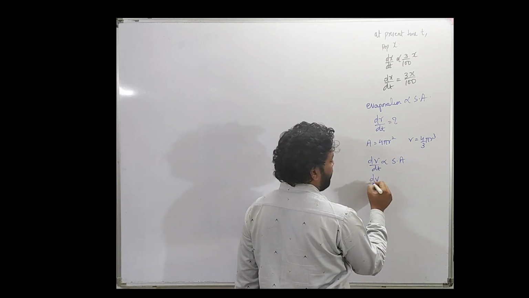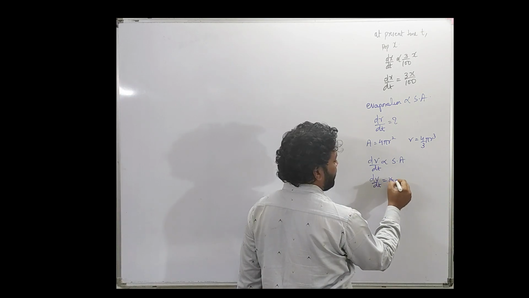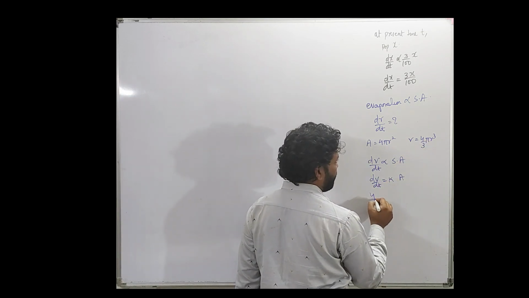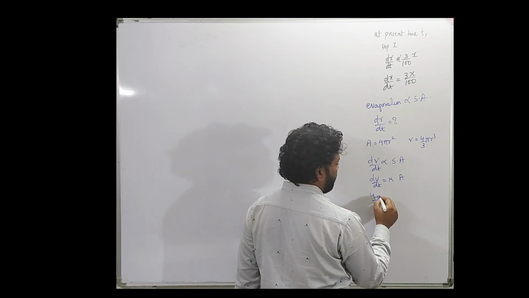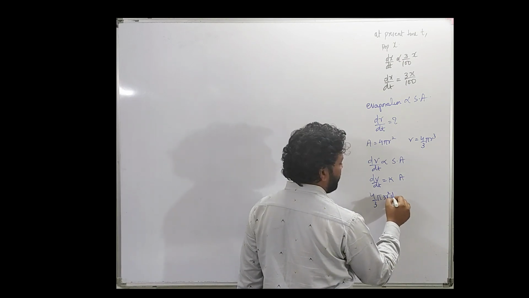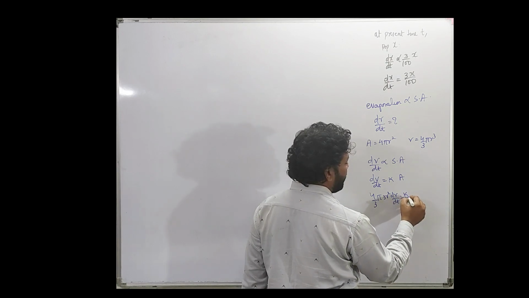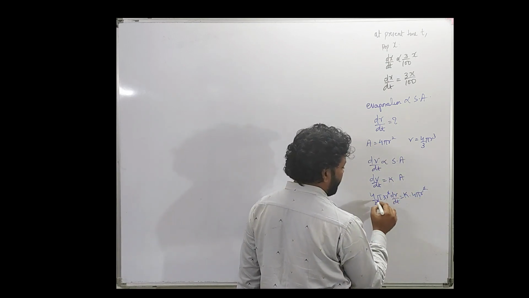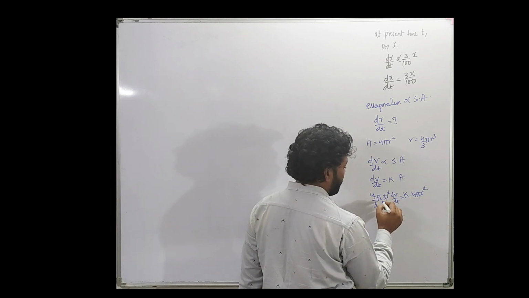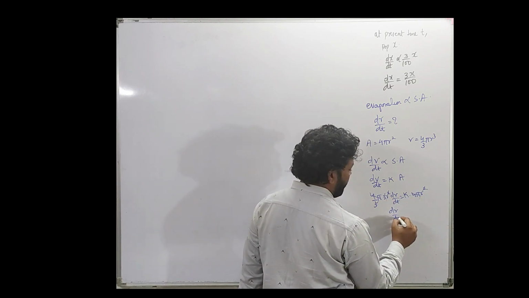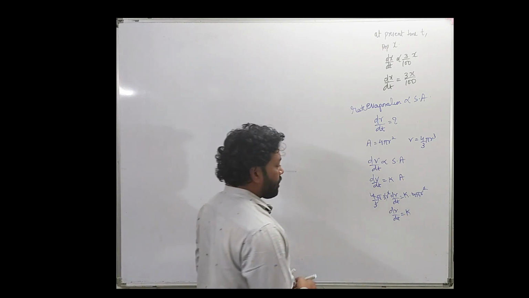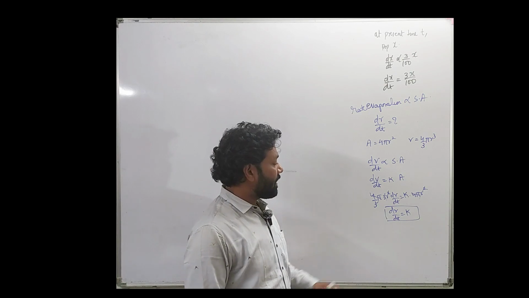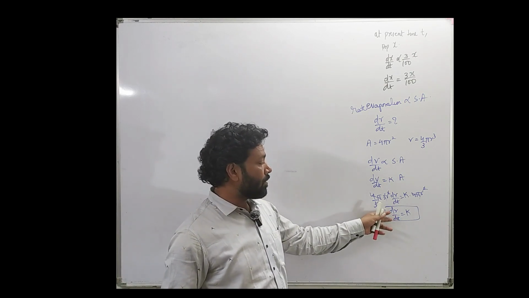So dV by dt is equal to k times the surface area A. Differentiating volume with respect to time, 4 by 3 pi times 3 r square dr by dt is equal to k times the area, which is given as 4 pi r square. 4 pi gets cancelled, 3 gets cancelled. So this is the required differential equation which helps us to calculate the rate of evaporation.